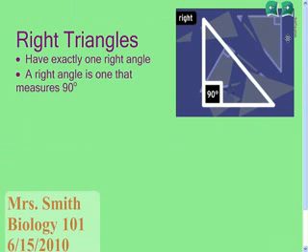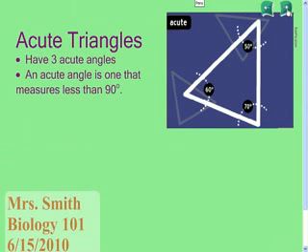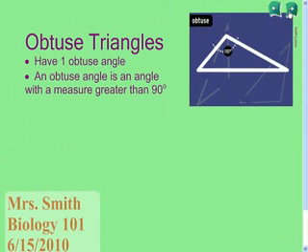Right triangle. Definition of a right triangle: has one right angle of 90 degrees. An acute triangle. Definition: all 3 angles are acute angles, and an acute angle is an angle less than 90 degrees. Obtuse triangles: one angle which is an obtuse angle, and an obtuse angle is greater than 90 degrees.